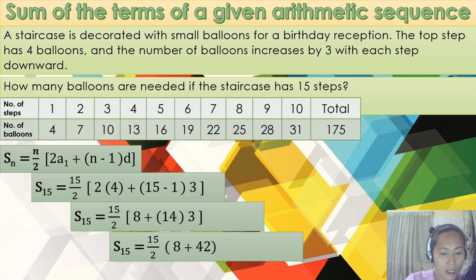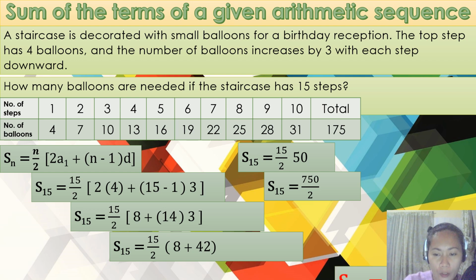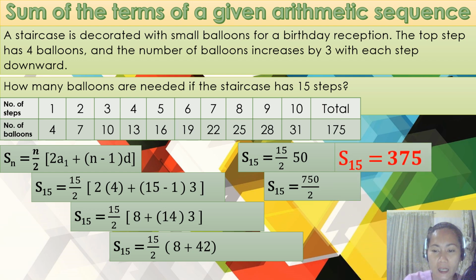S sub 15 equals 15 over 2 times 8 plus 42. So we get 15 over 2 times 50. And then 750 over 2. The final answer is 375. So it is the same as with the formula we used earlier.